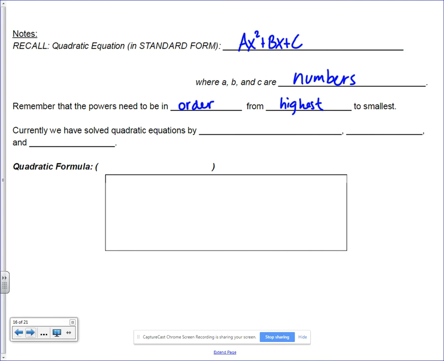Okay, so before we did the quadratic equation, what other three ways did you solve these? By graphing, which is your favorite, right? How else? Factoring, which was your least favorite. And the one in the middle, isolating. And this is the last way that we're going to learn how to do this. Go ahead and write the quadratic equation in that box for me.